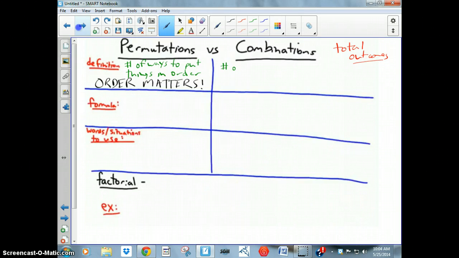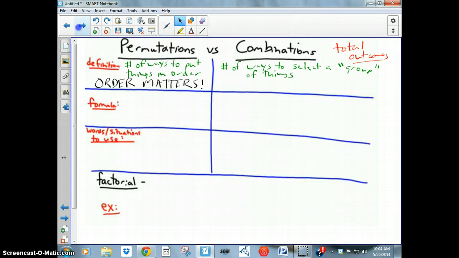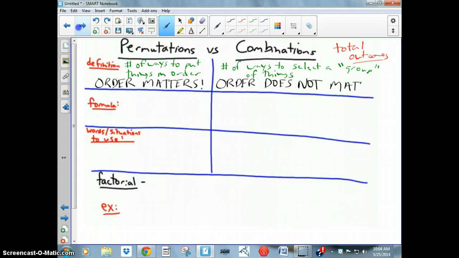A combination is the number of ways to select, and I'm going to put this in quotes, a group of things, whatever those things may be. People, marbles, gumballs, etc. The key with combinations is order does not matter. Does not. That's the difference between the two words, permutation and combination.